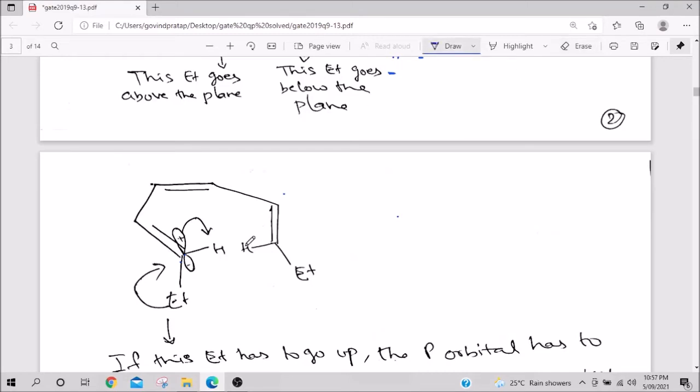Please understand, this H has to come up, and so that ET goes down, you understand. So, what you are doing is you are pulling it like that. So, this is clockwise, this is again clockwise, right, and you are rotating like this, again clockwise. So, you are rotating, this p orbital was there. If this p orbital was there, imagine it was like that. So, this p orbital rotating like that, so that this H comes up and this ET goes down.